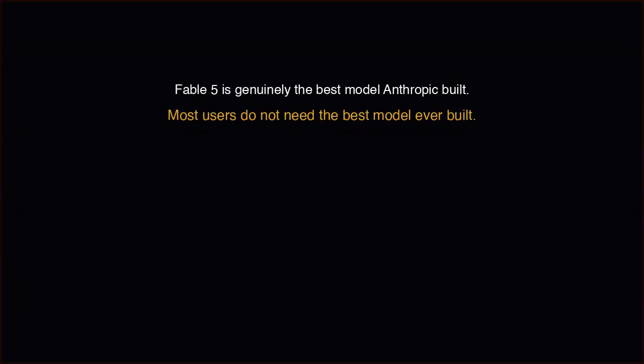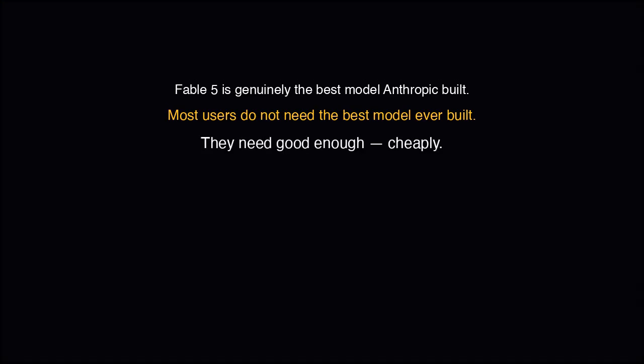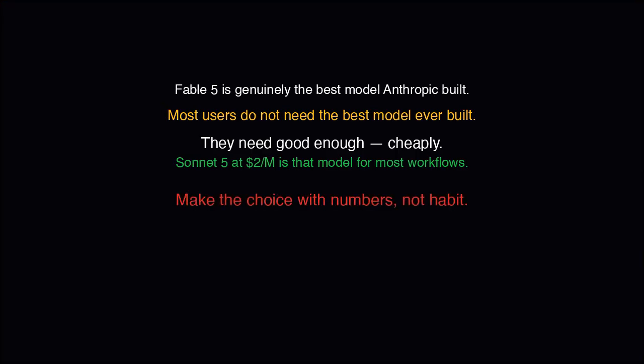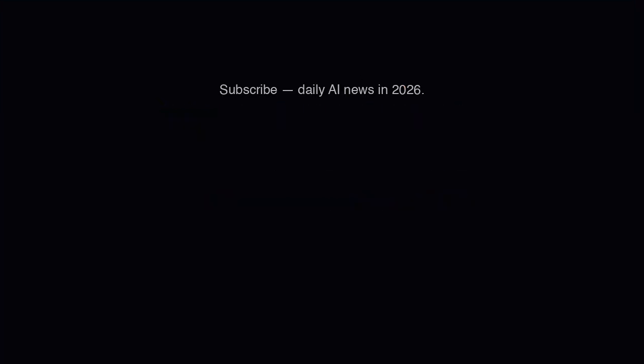Fable 5 is genuinely the most capable model Anthropic has built. But most users do not need the most capable model Anthropic has built. They need a model that is good enough, cheaply. Sonnet 5 at $2 per million is that model for most workflows. The correct response to tonight's deadline is not panic, it is a deliberate choice. Make the choice with numbers, not habit.